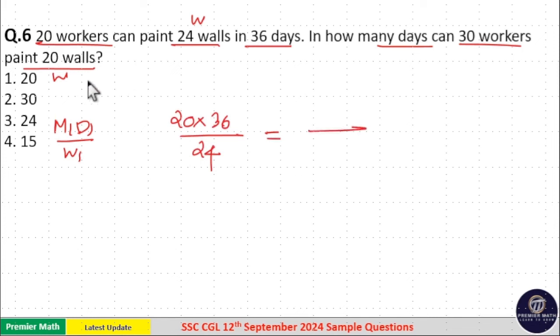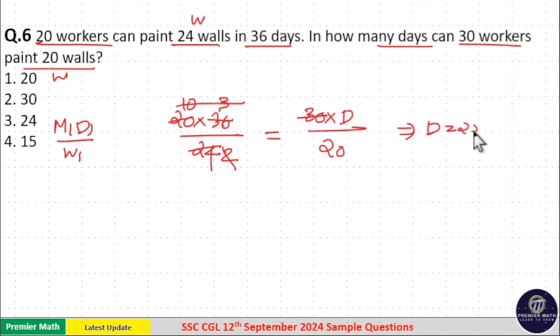Same way, these 20 walls will be finished by 30 workers in D number of days. Now here 12 goes 3 times in 36, 12 goes 2 times in 24, 2 goes 10 times in 20. Now 30 and 30 cancel, D is equal to 20 days. So option 1 is your answer.